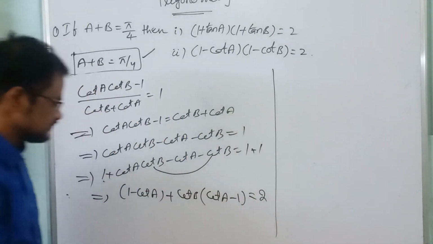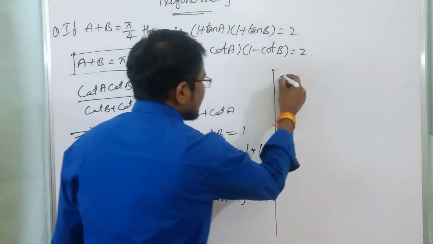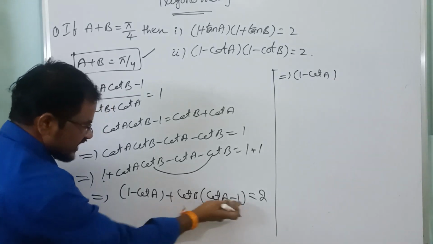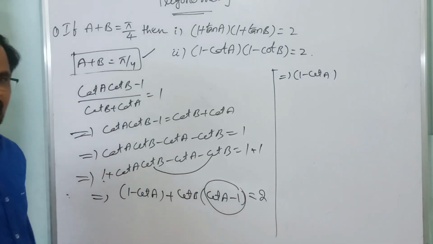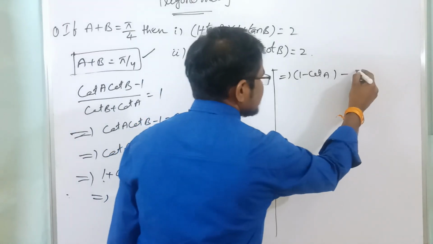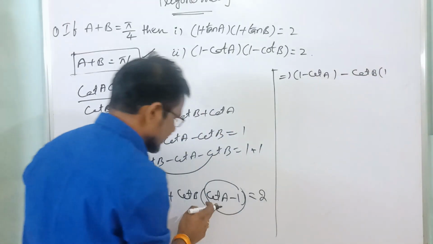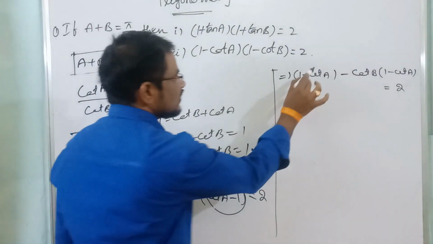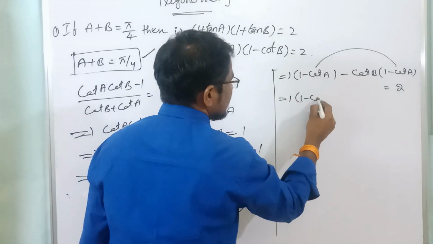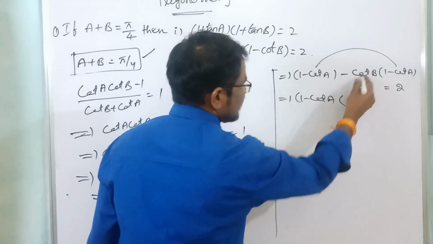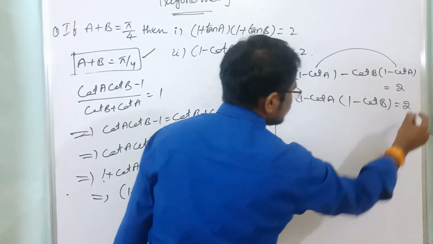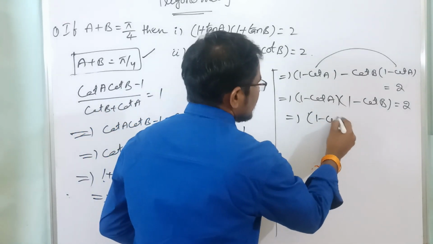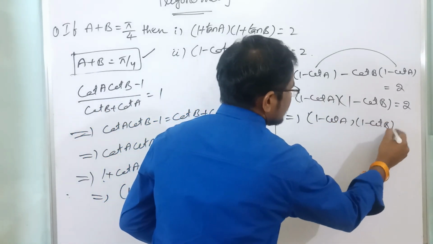Now again I will write it as 1 minus cot a. Here, take minus common from these two: minus cot b into, if you take minus common, 1 minus cot a equals 2. From these two I will take 1 minus cot a common. What is remaining here? 1, here minus cot b equals 2. So that implies 1 minus cot a, 1 minus cot b equals 2.